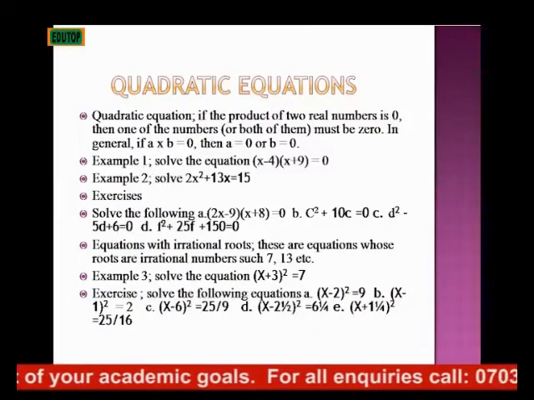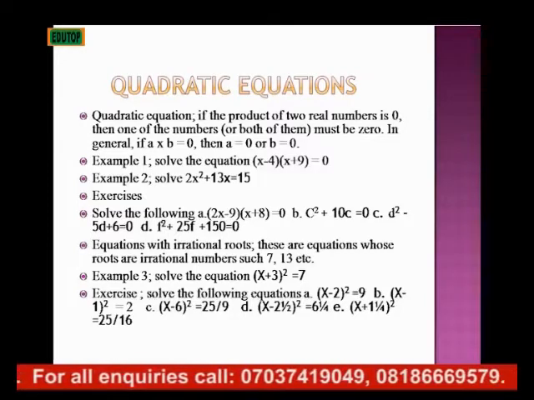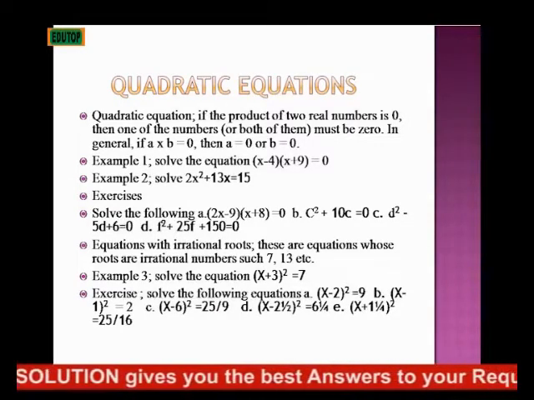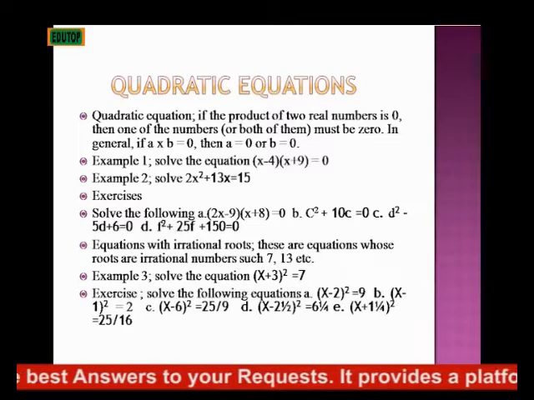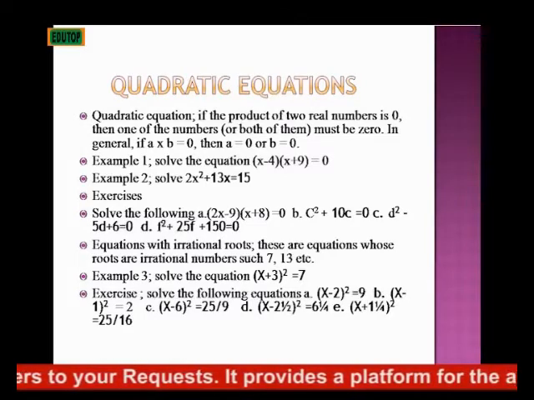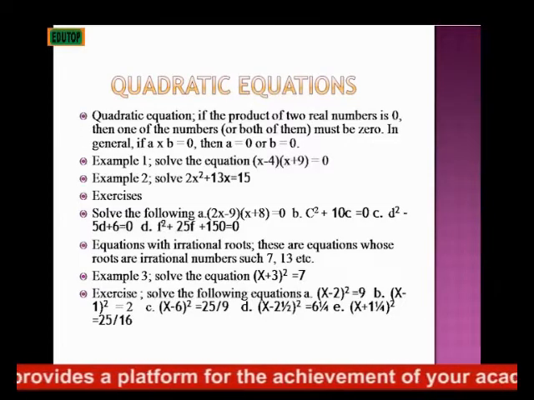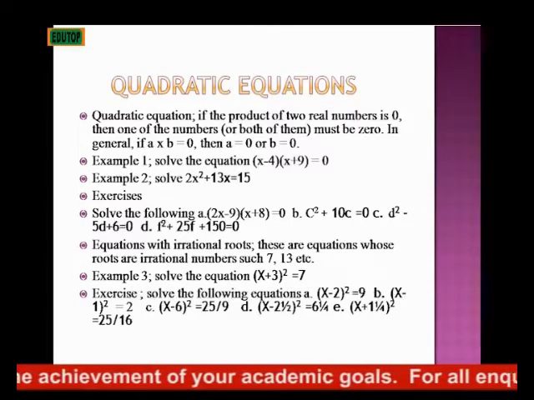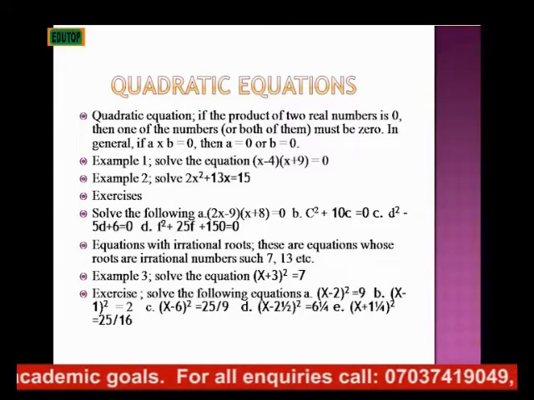Example 2. Solve. You have to solve this equation. And you know that a quadratic equation is of the model ax squared plus bx plus c is equal to 0. So the example 2 case is of this model. In this situation, we are asked to solve 2x squared plus 13x equal to 15. This is an abnormal quadratic equation because the constant is on the other side.